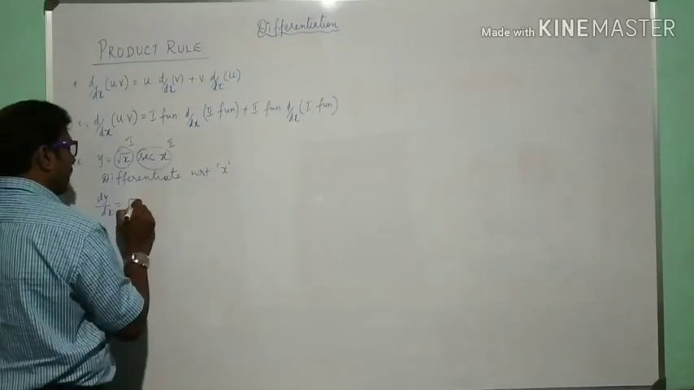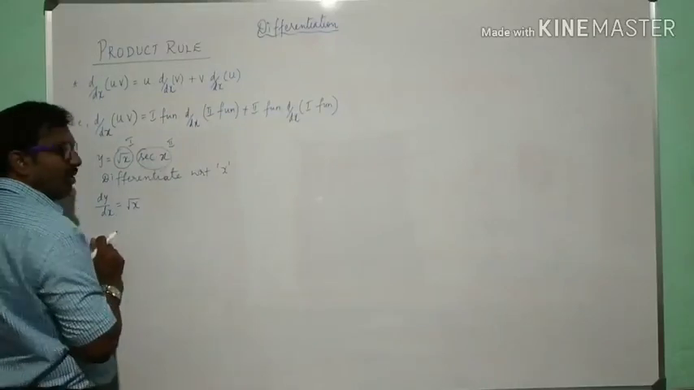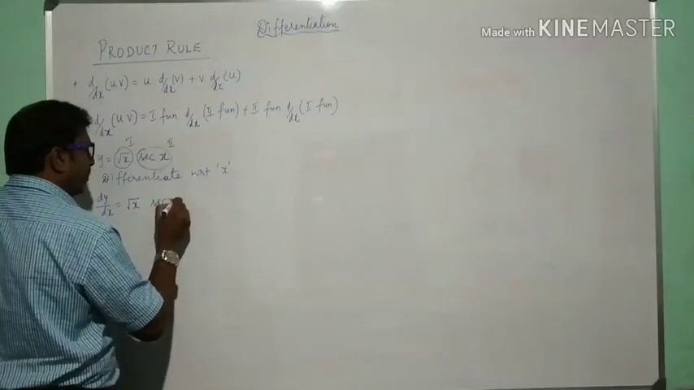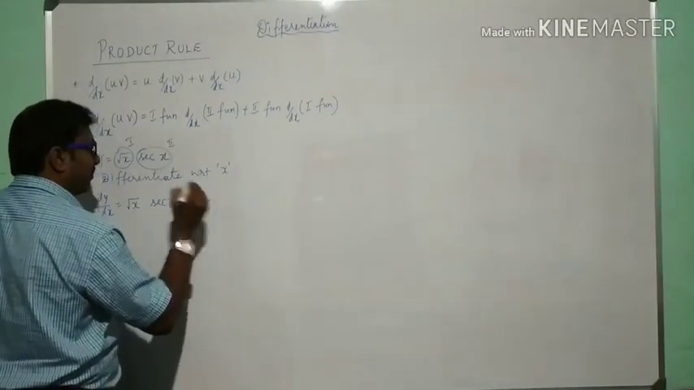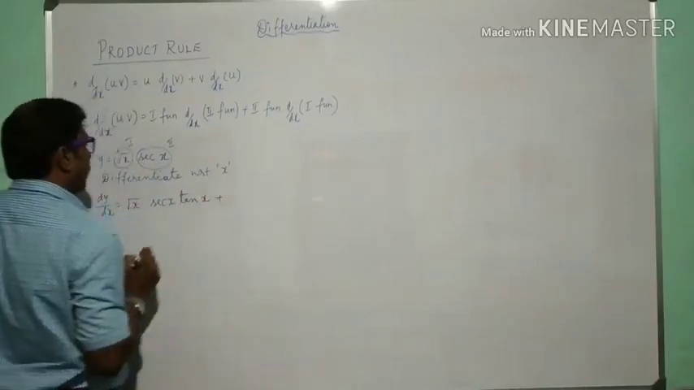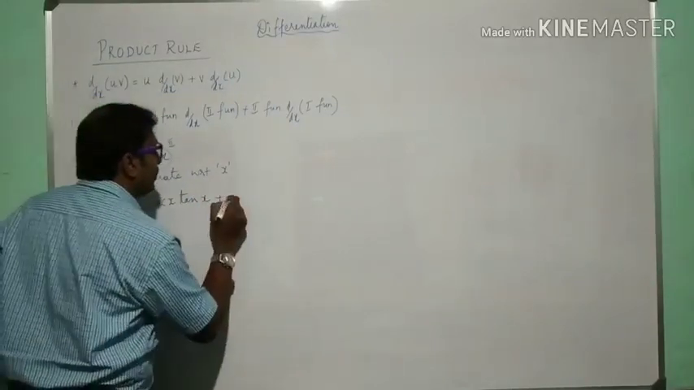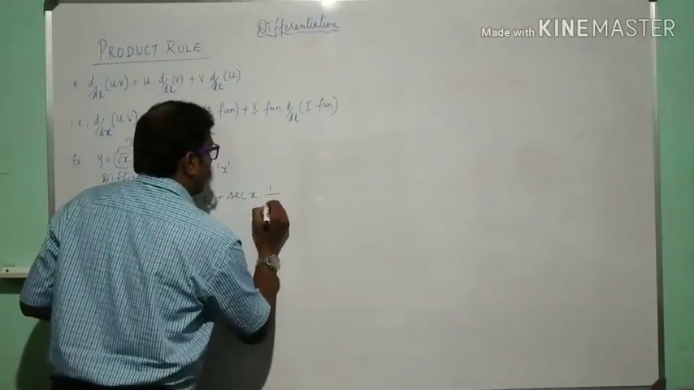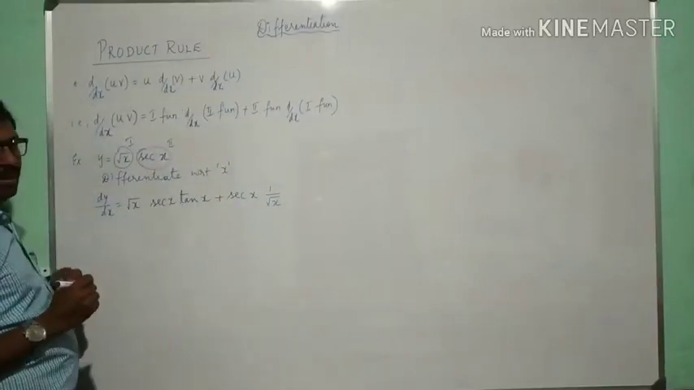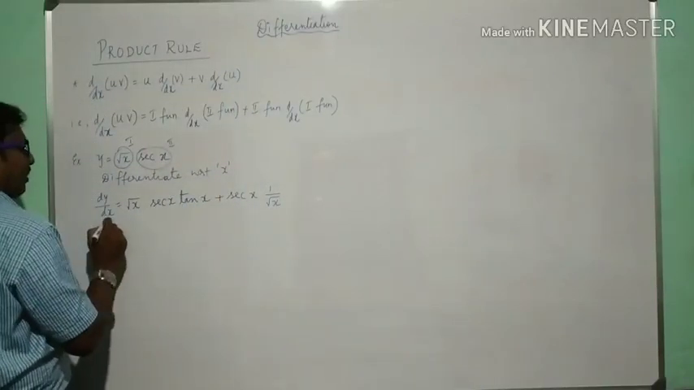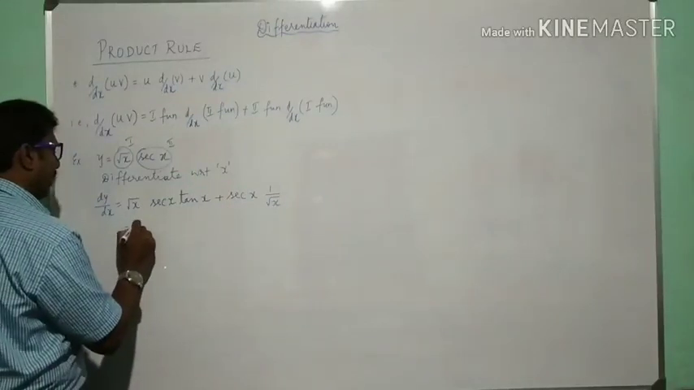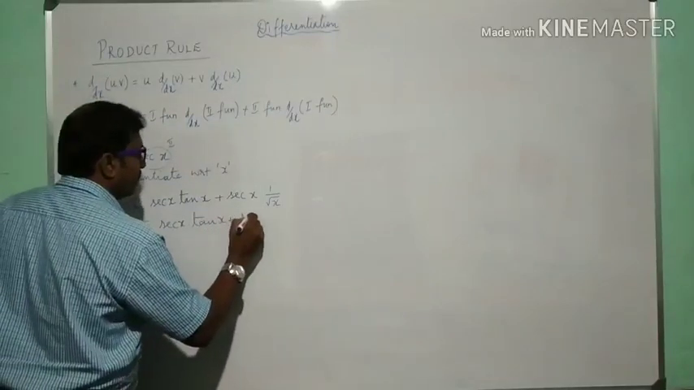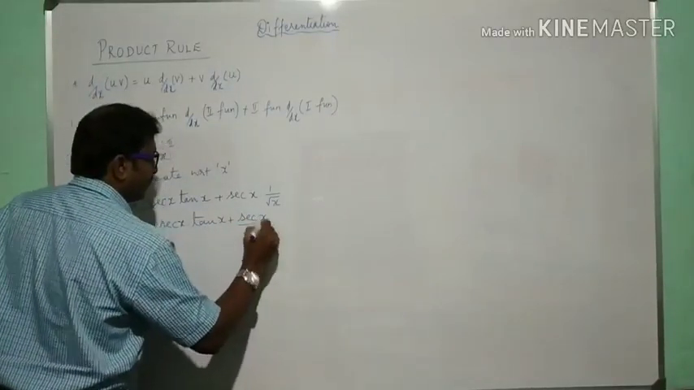Place the first function as it is. Find the derivative of the second function, that is, the derivative of secant x is secant x tan x, plus the second function, keep it as it is. Now the derivative of root x is 1 by root x, and this will be the answer. Or you can rearrange it as root x into secant x tan x plus secant x divided by root x.